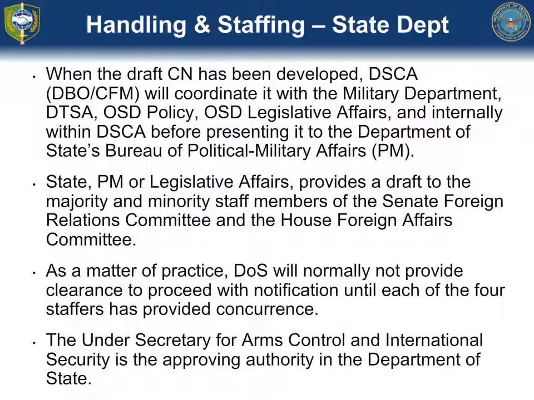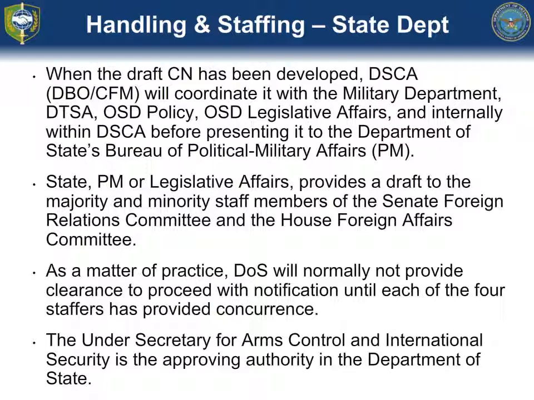And the office there is the Office of Regional Security and Arms Transfers, which handles all things FMS in State. So what will happen is State will then begin their internal clearance process to get permission from the Undersecretary. And as they get approvals up the line, they'll have their legislative affairs staffer provide drafts of the draft notification to the majority and minority staff members of the Senate Foreign Relations Committee and the House Foreign Affairs Committee. If you hear people talking about this sometime and they make reference to the four horsemen, it's those staffers, the Democratic and Republican staff member on each of those committees.